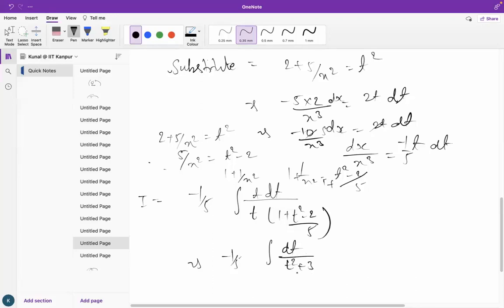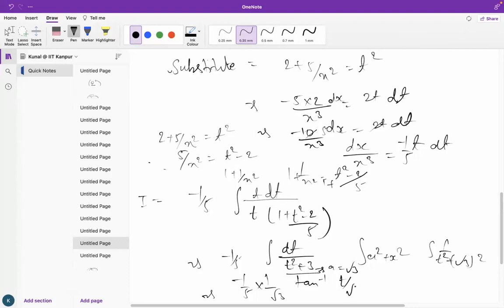Right? And this is of the form a square plus x square in the denominator. And we know that the integration of this form is 1 by a tan inverse x by a. So minus 1 by 5. Our a value here is root 3, because we have to write it in the form 1 by t square plus root 3 square. So our a value will be root 3. So 1 by a tan inverse x by a, where our x will be t and a will be root 3.